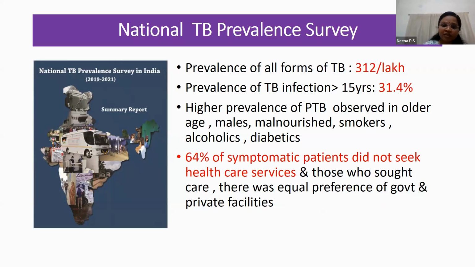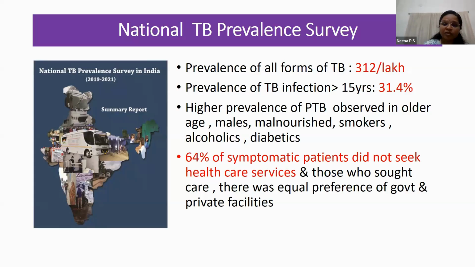And the important observation shown by that survey was that 64% of the symptomatic patients did not seek healthcare services, and also sought the care. There was equal preference for government and private facilities. Actually, this survey was conducted all over the country, and this may not be the exact scenario in Kerala.